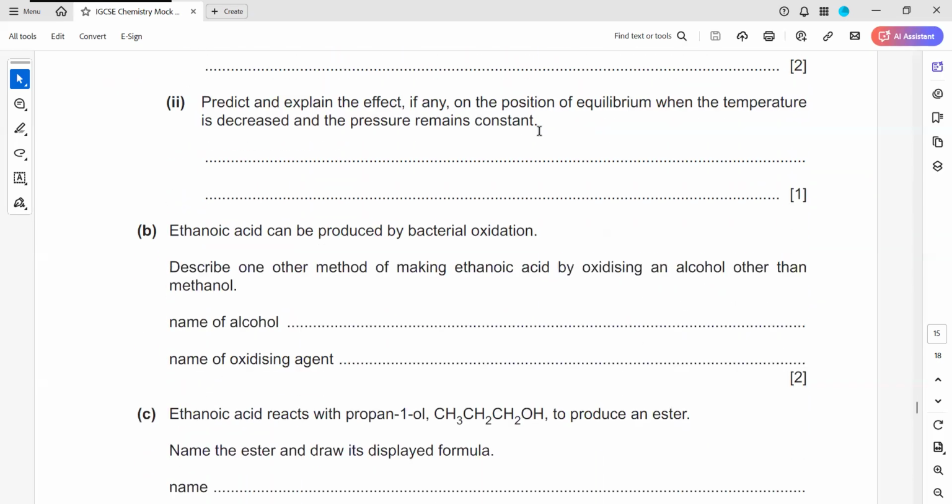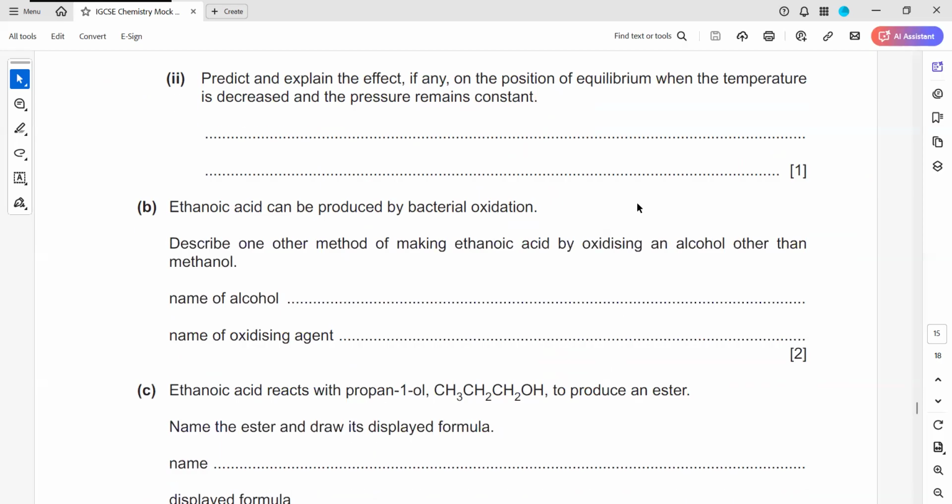Sir, what is dry hydrogen? Dry hydrogen? In the marking scheme and in the chapter, first they wrote it.